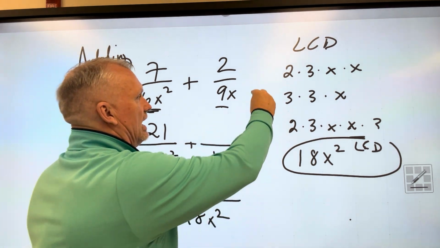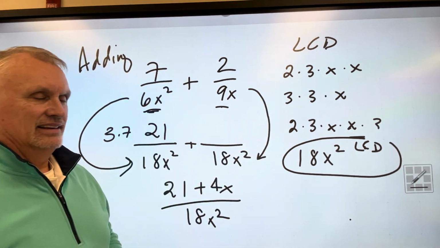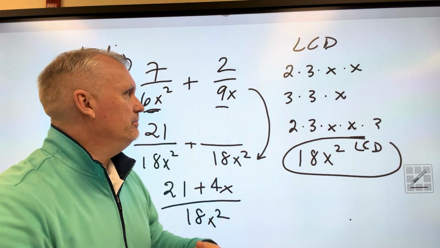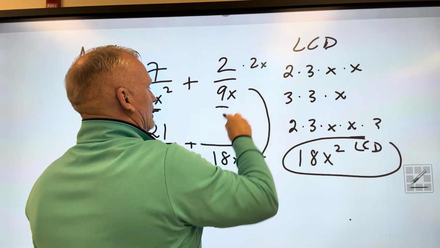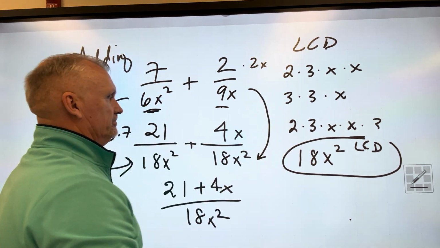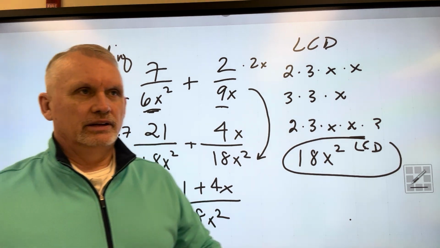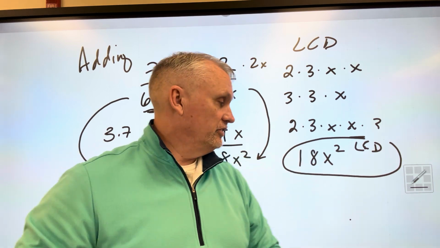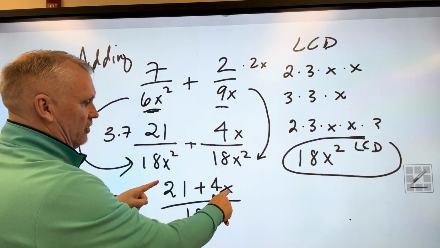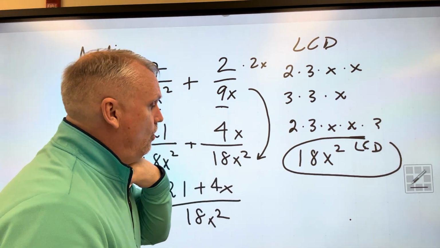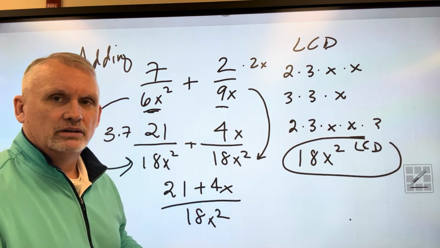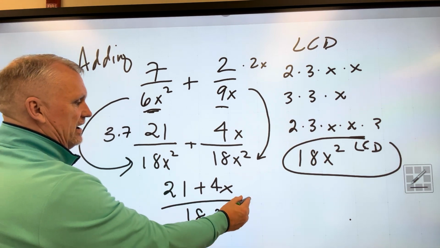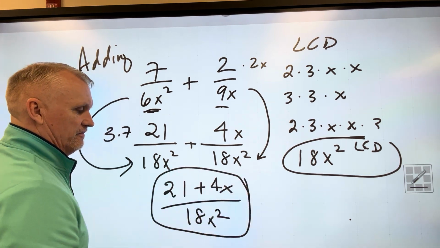What did I multiply this by to get to this? You multiplied it by 2x. Whatever you do to the bottom, you have to do to the top, which is 4x. Now, adding and subtracting fractions, when you have a common denominator, you just add the numerators. So 21 plus 4x, can I combine those? The answer is no. You can't combine an x with a number. No sirree, Bob. Don't do that. This is your final answer.